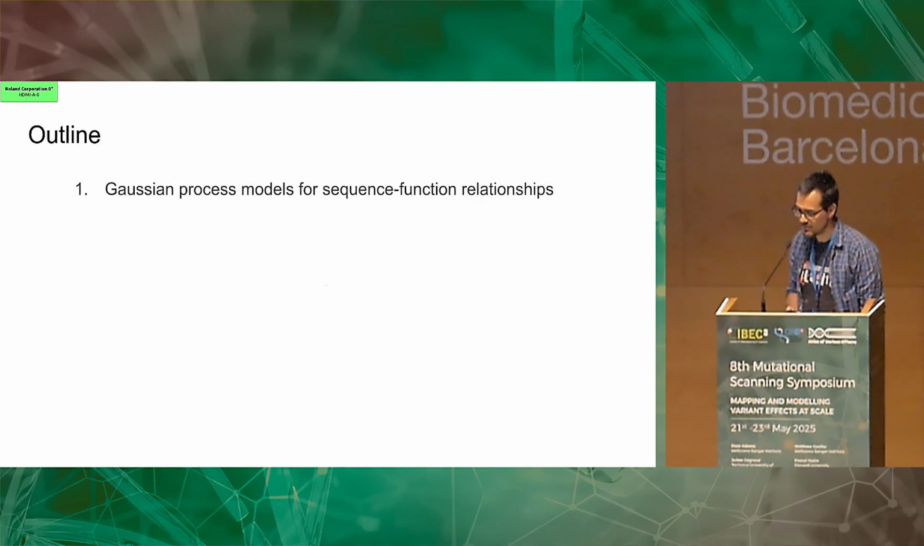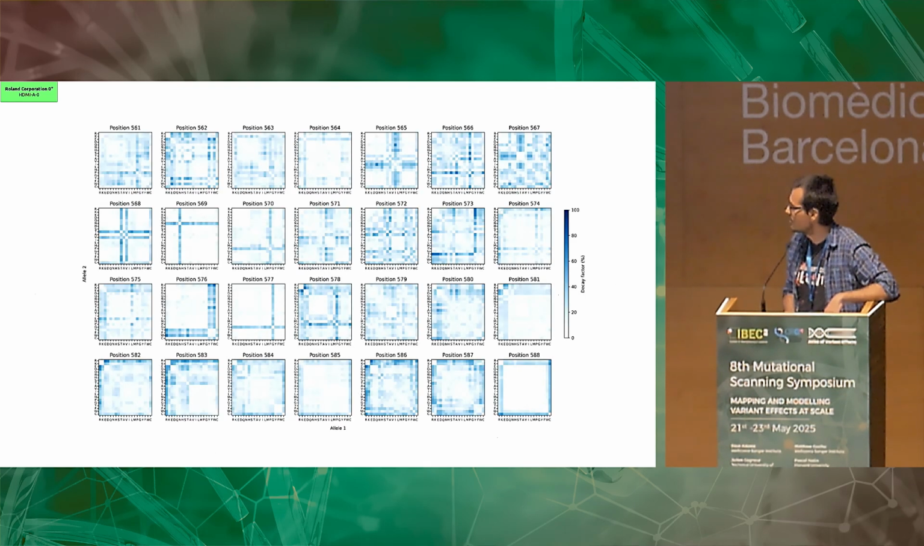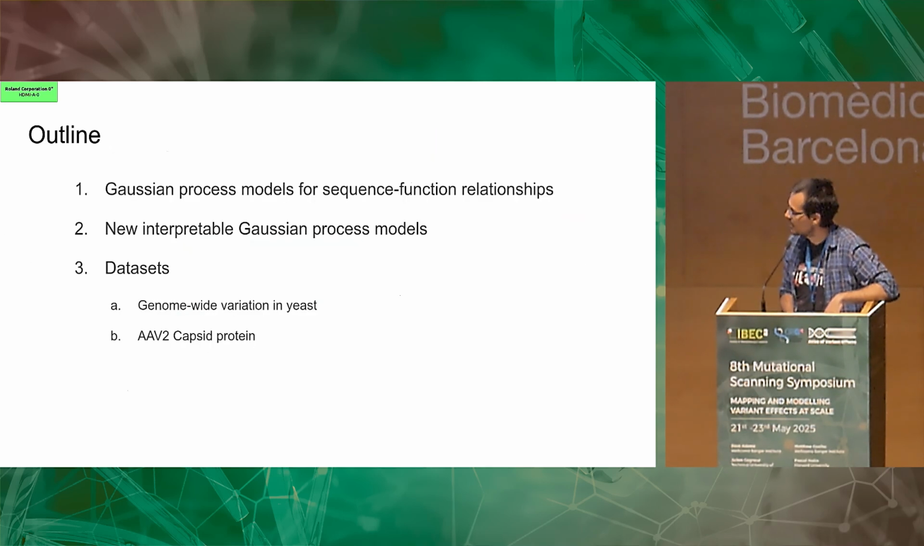So I'll first give you a small introduction about how these models work and how we can use them for modeling sequence function relationships. I'll explain new models that we've been developing that allow us to get maps like this that show how different mutations affect the predictability of other mutations. And then I'll show you how we've been applying these methods in a bunch of different data sets and finish with the conclusions.